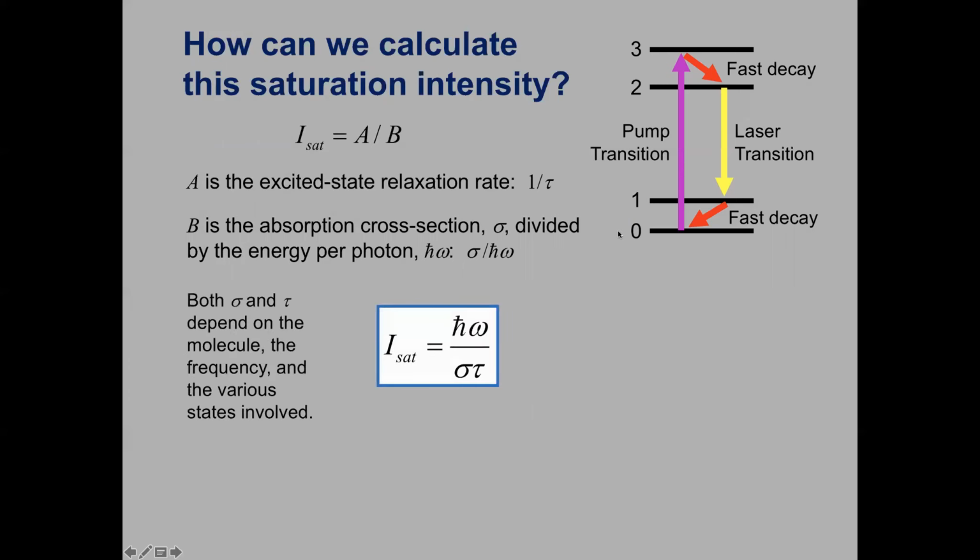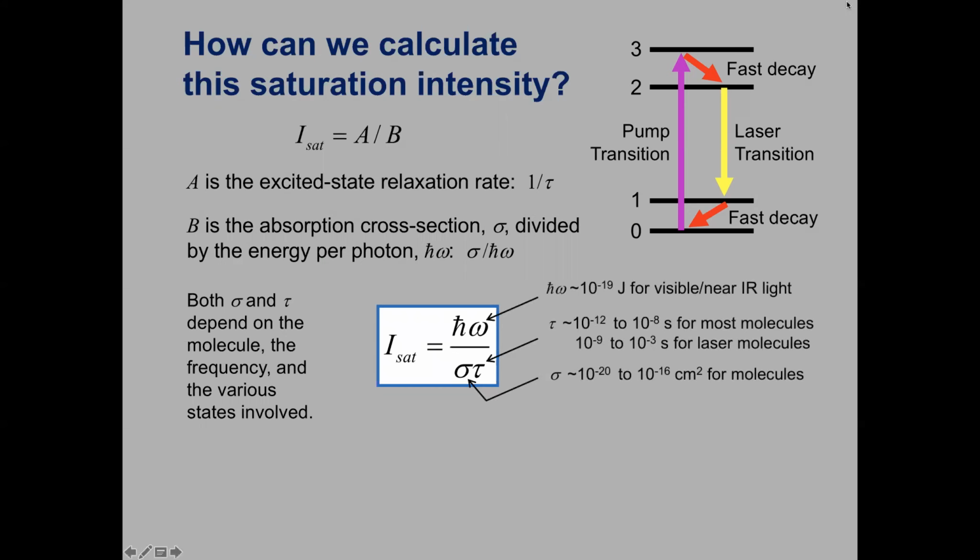So the saturation intensity can be written as this ratio. The energy of the pumped photon divided by the product of your relaxation rate or your excited state lifetime, tau, and the absorption cross-section, which measures how likely you are to absorb a photon. Those are both experimental parameters that you need to get from just doing measurements. But that's kind of just to give you some idea of what this looks like for a laser in the visible or near infrared. H bar omega is about 10 to the minus 19 joules for visible light frequencies or near infrared.